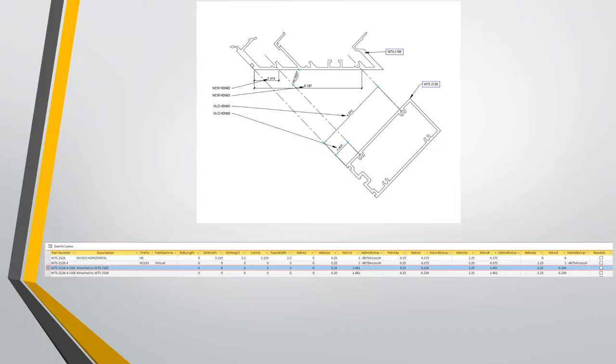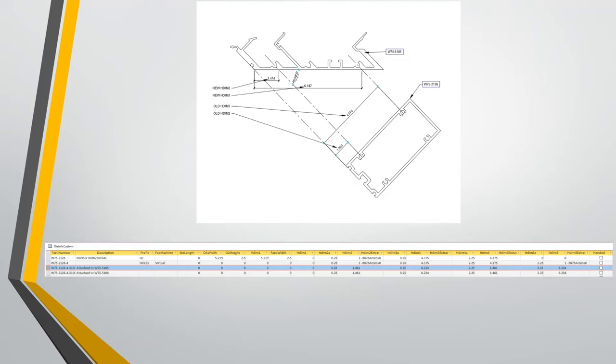Now we have a horizontal, but this time it's attaching to our corner mullion, which you can see an example of on the image above. As you can see on the dyinfo table at the bottom, the part is called W75-2126-4/5105, with the 5105 meaning it attaches to the W75-5105 corner mullion. This part will also have to be manually added to the dyinfo table, which I will demonstrate after the slide.